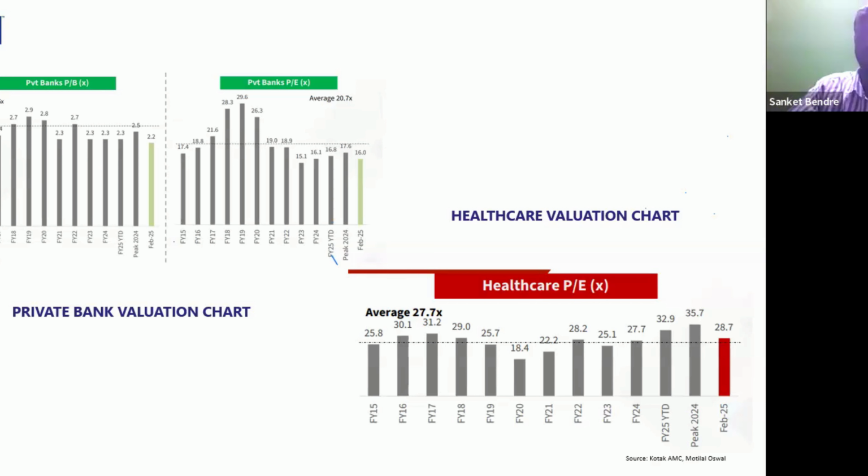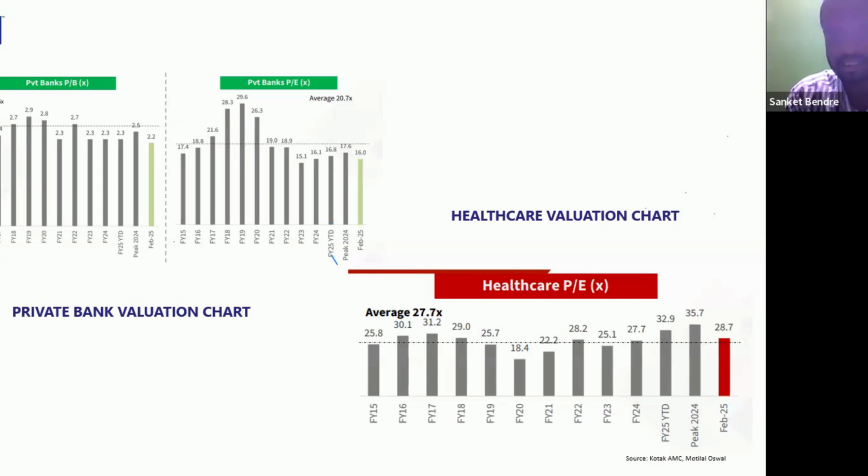On the healthcare segment, we can see that it is currently trading at a PE of 28.7x, which is slightly above the historical average of 27.7x. I believe that this is a fair valuation. If we look at the historical range, usually healthcare stocks have been trading at a valuation of between 27 and 31x on average. So we believe that this is a fair valuation, and we can invest in the healthcare companies at this valuation as well, given the increased capital expenditure by the companies listed in the healthcare segment.